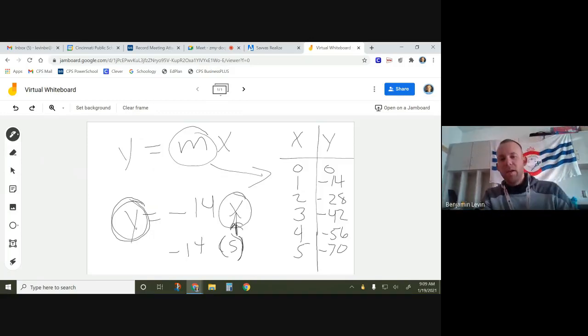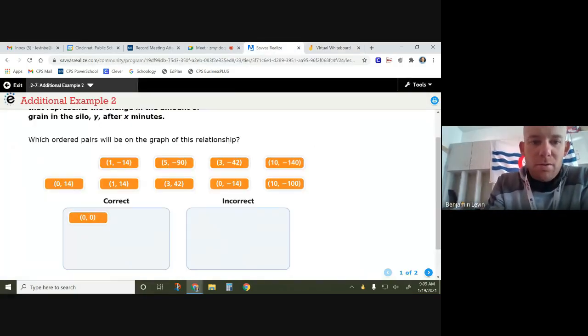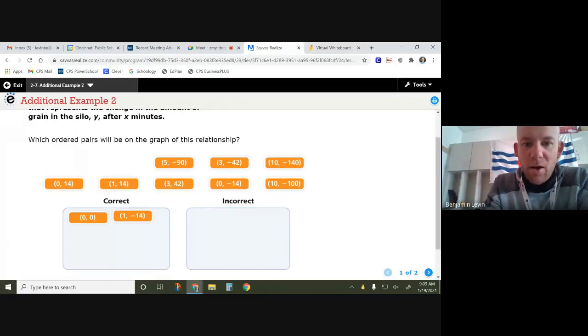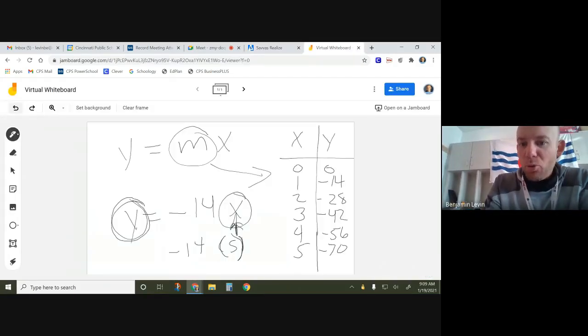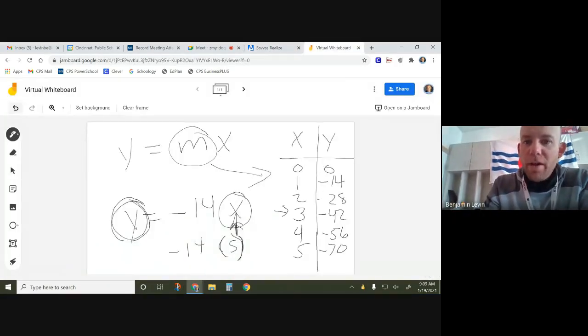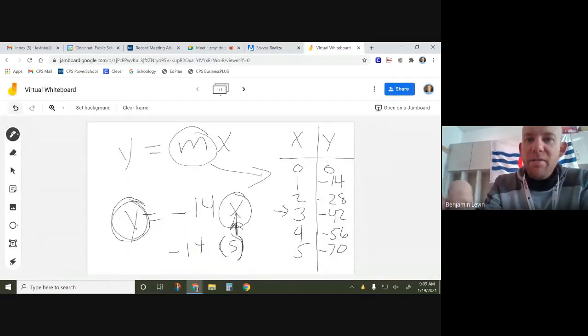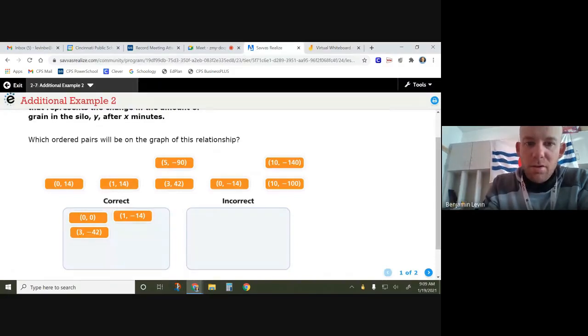Okay, so let's go back and look at the problem and put these things in the correct order. We're looking for 1 comma negative 14, 2 negative 28. That's not one of them on here, so we'll skip it. 3 negative 42, that one is on here. 4 negative 56, I don't think I saw that one. 5 negative 70. Nope, there's a 5 negative 90, so we know that's wrong.